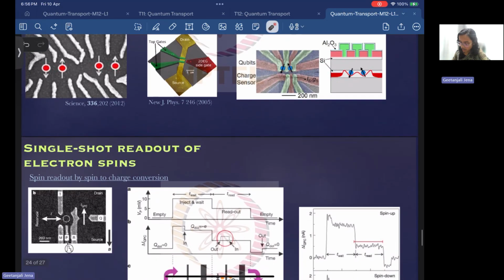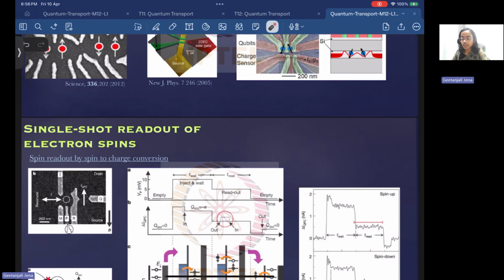So now let us see how the spin states are read out using this readout device, which is the quantum point contact. Okay, so there are two approaches for it. We'll see them in detail. The first one is based on single shot readout of the electron's spin, and the second one is based on the Pauli exclusion principle, using the spin blockade mechanism. Okay.